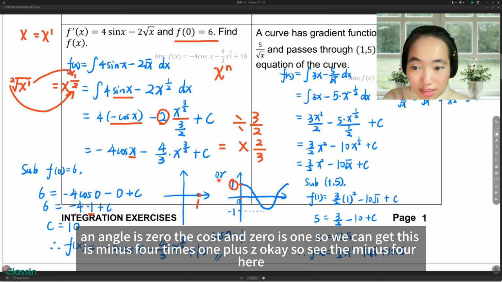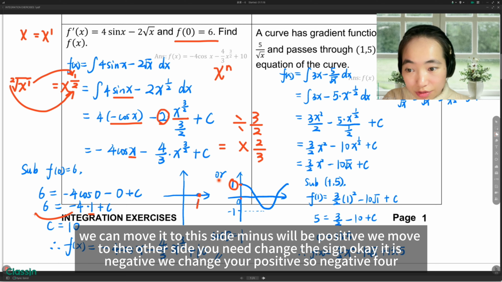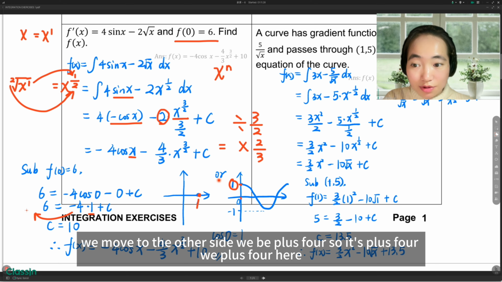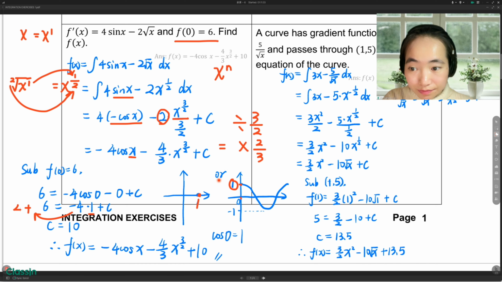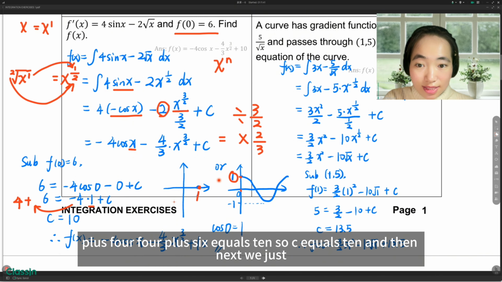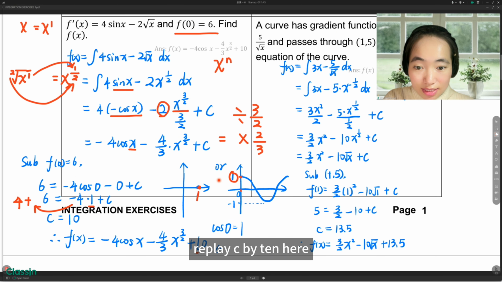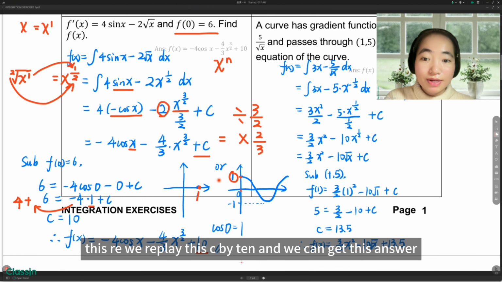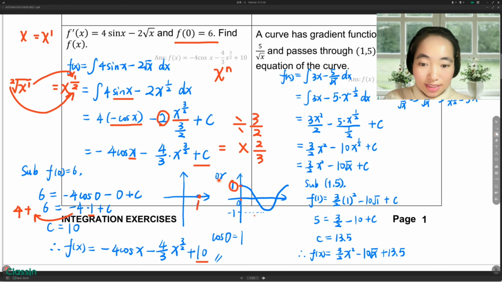Okay, so for c, the minus 4 here, we can move it to this side. When we move to the other side, you need to change the sign, okay? If it's negative, we change to positive. So minus 4, we move to the other side, will be plus 4. 4 plus 6 equals 10. So c equals 10. And then next, we just replace c by 10 here, and we can get this answer.